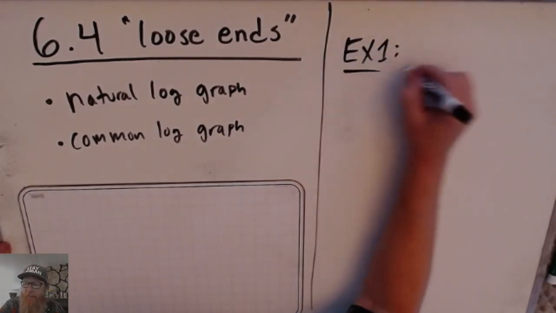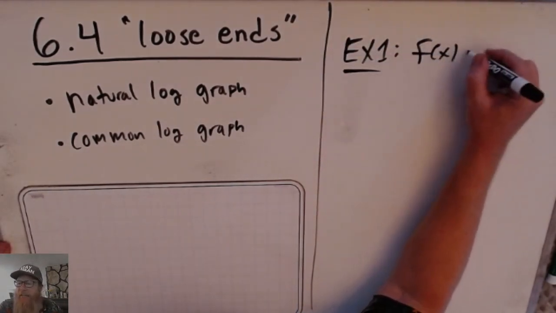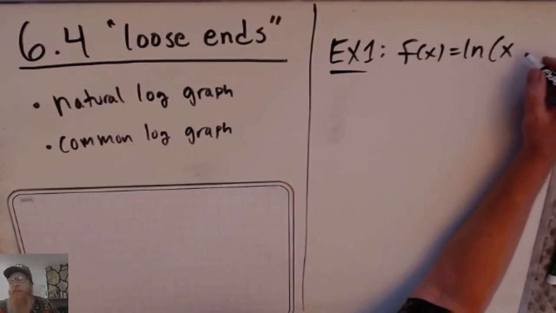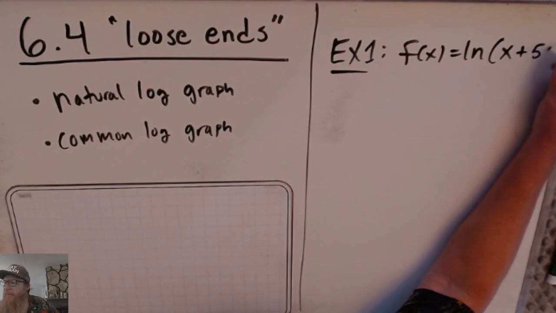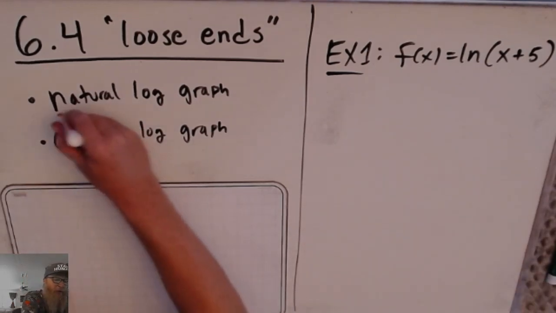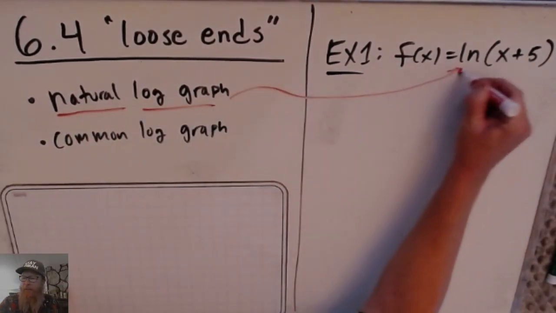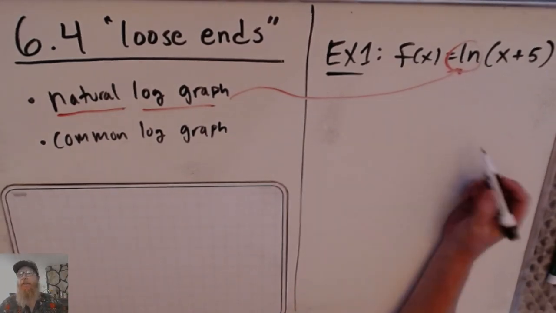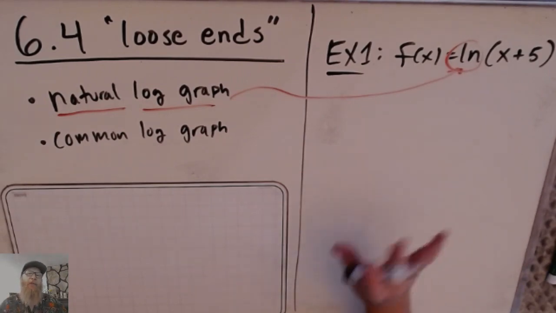Just a couple examples. Graph f of x equals ln of x plus 5. So that would be the natural log, ln, logarithmos naturalis, ln. Now we need a mother table, right?